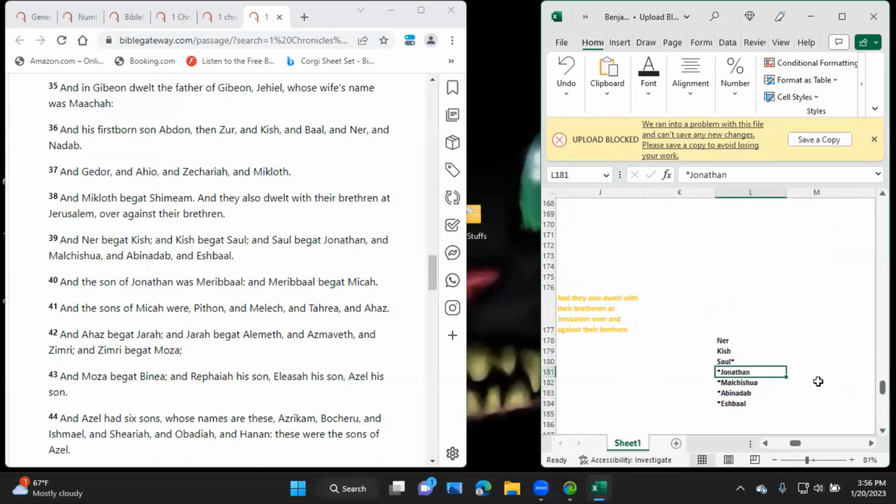Verse 40, and the sons of Jonathan. Just going to do an arrow so that you know we're going this way. Meribbaal. And Meribbaal begat Micah. The sons of Micah: Pithon, Melech, Tarea, and Ahaz. Jumping back to the caret symbol, because again, running out of symbols.